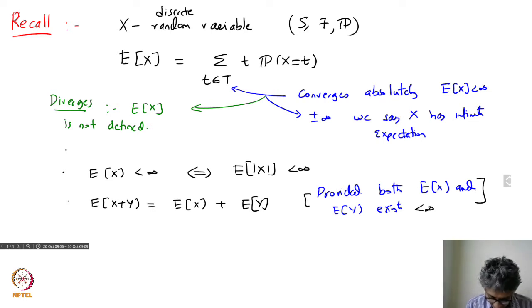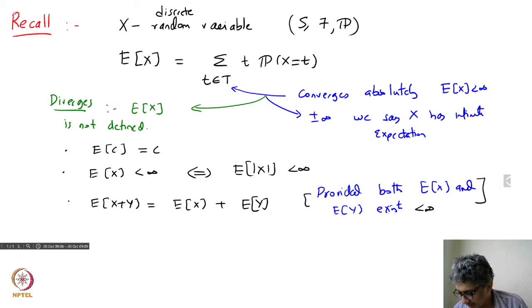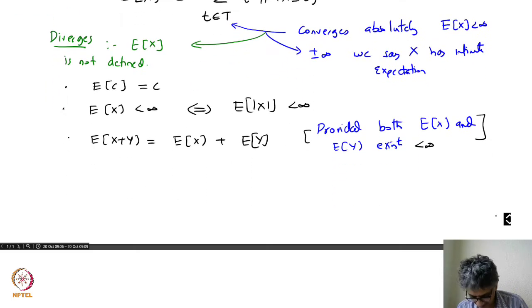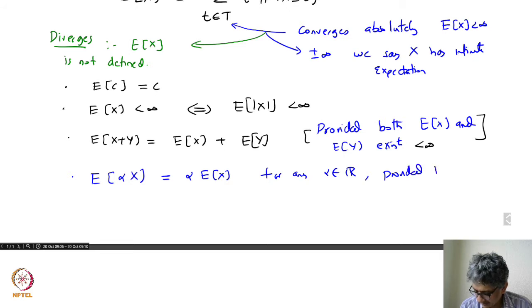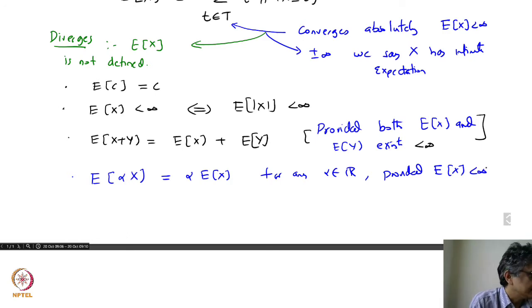We also showed that E of the constant random variable is just the constant. And one part we hadn't shown, which I will leave as an exercise, is that E of alpha times X is equal to alpha times E of X for any real alpha, provided E of X is finite. So this is what we had shown last time, and we proceed from there to the next step.